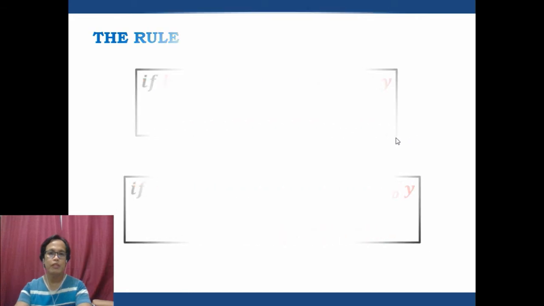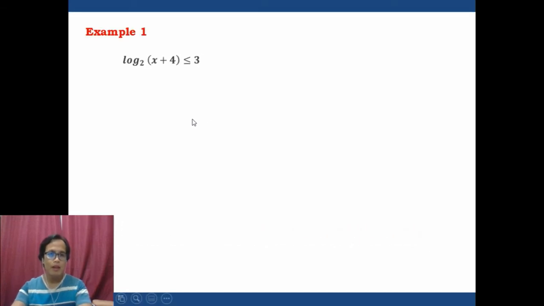Okay, let's proceed to example number 1. Log of x plus 4 base 2 is less than or equal to 3. On the right side of the inequality, we only have the whole number 3, while on the left side, we have log of x plus 4 base 2. The base here is 2, which is greater than 1, so we will follow the first rule.